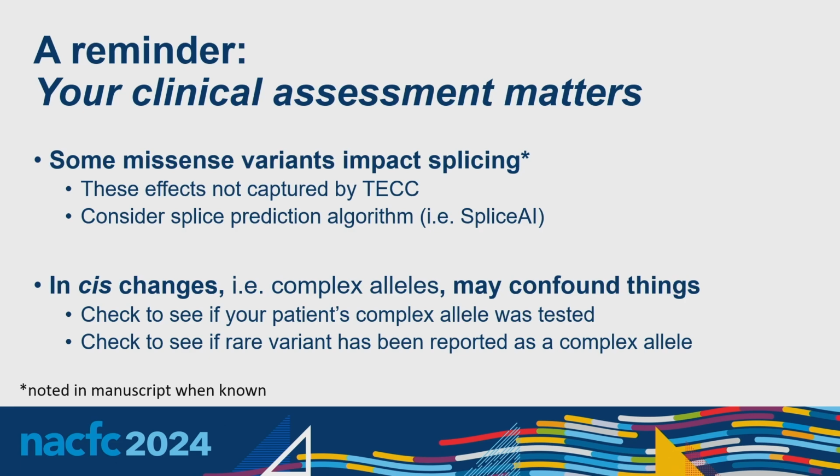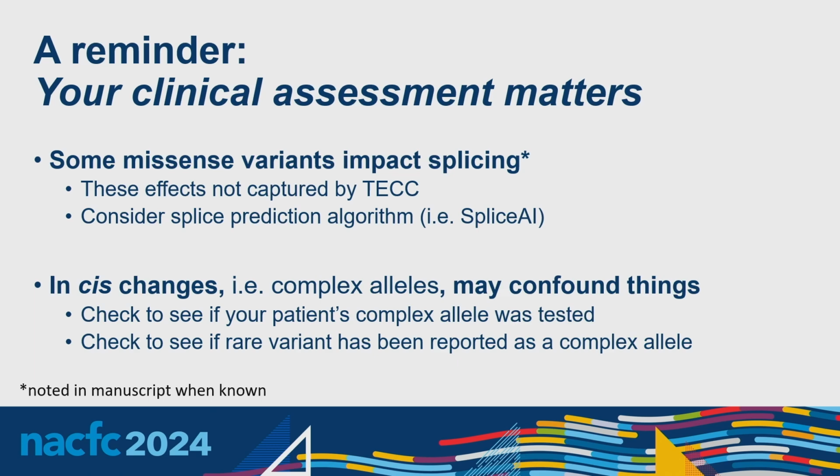So you could have a missense variant that's impacting splicing. This type of assay is not going to assess splicing, so you won't find that. So you could consider looking up your variant in a splicing algorithm. I will say that if variants are predicted or known to affect splicing, that's noted in the manuscript, so you can go looking for that information.